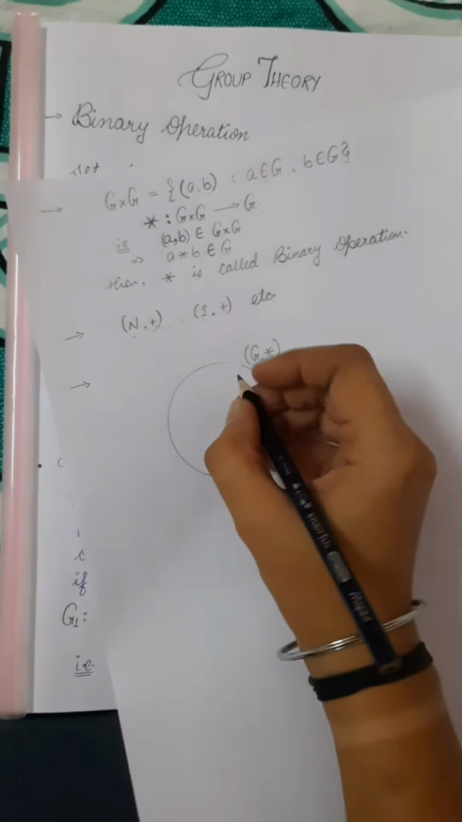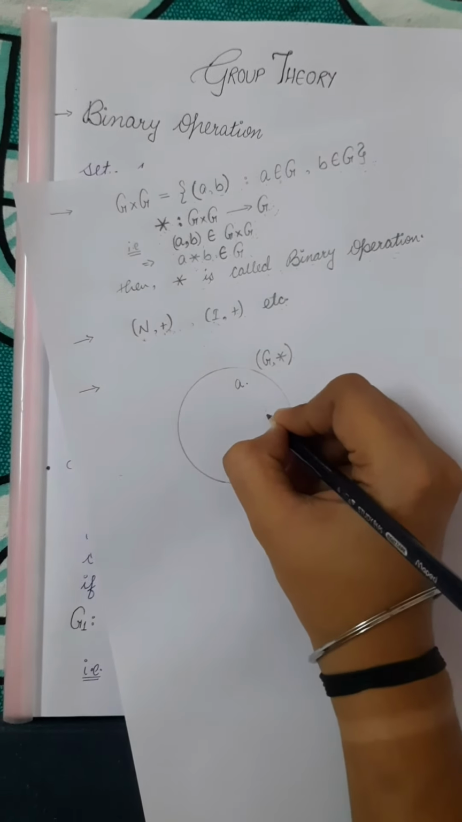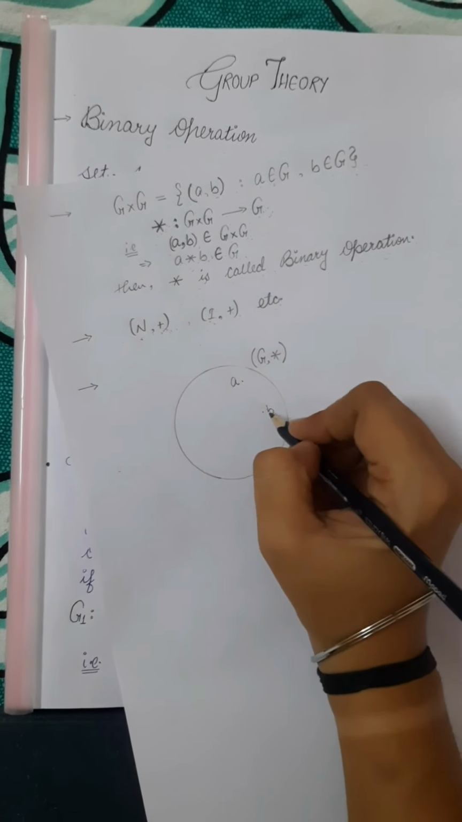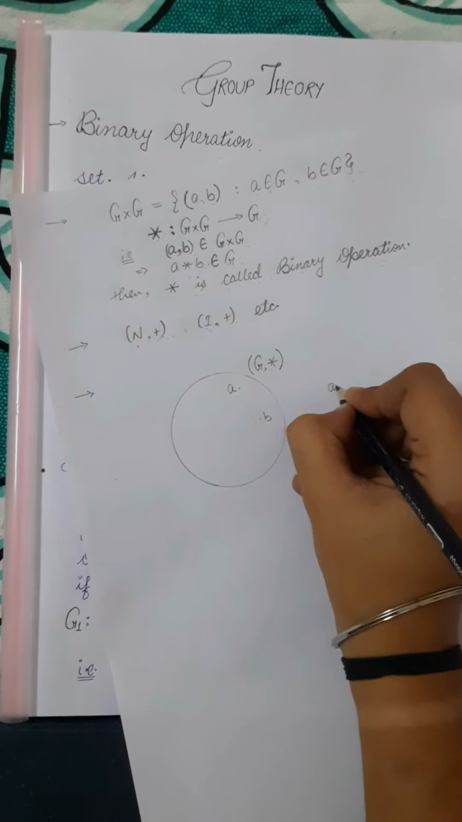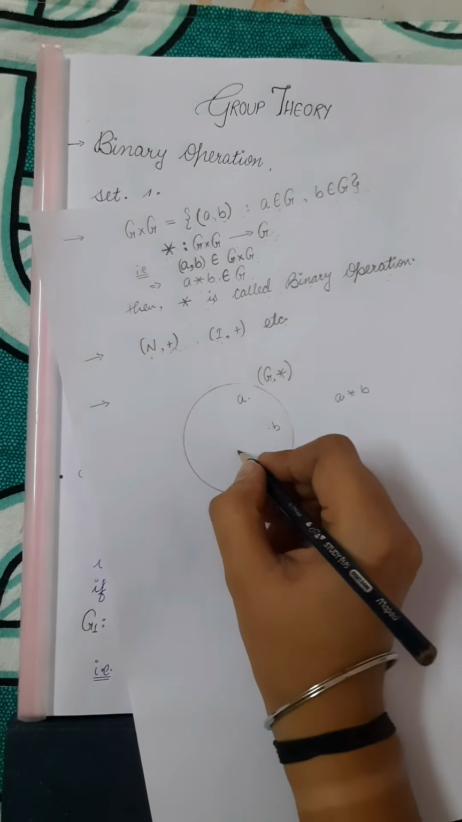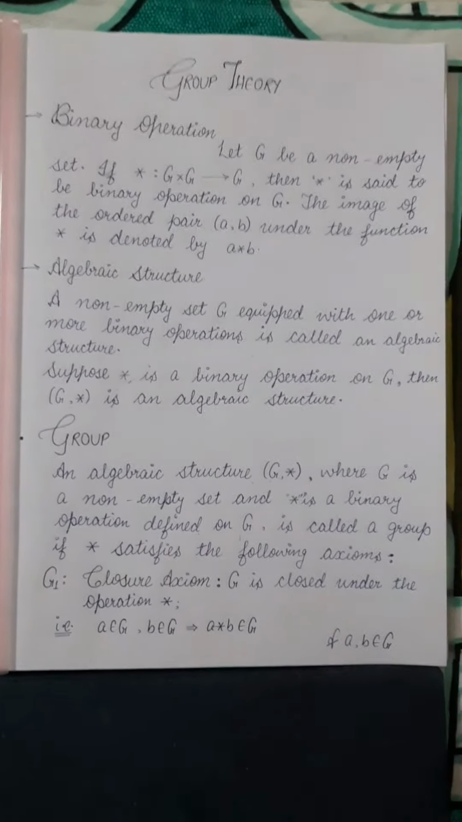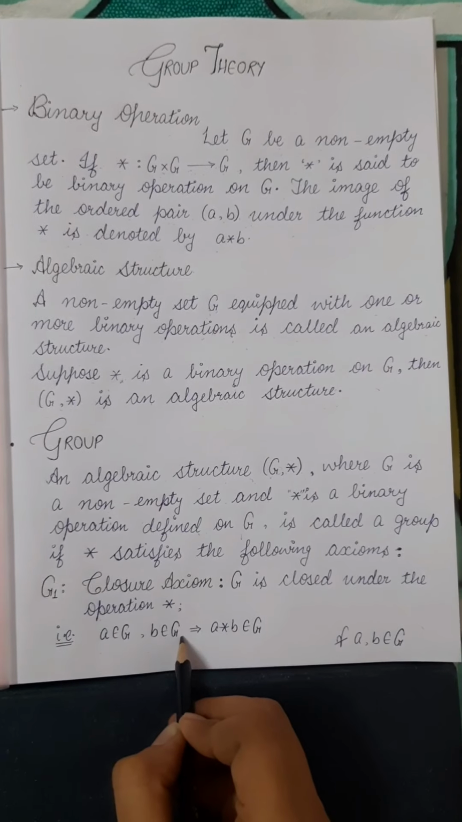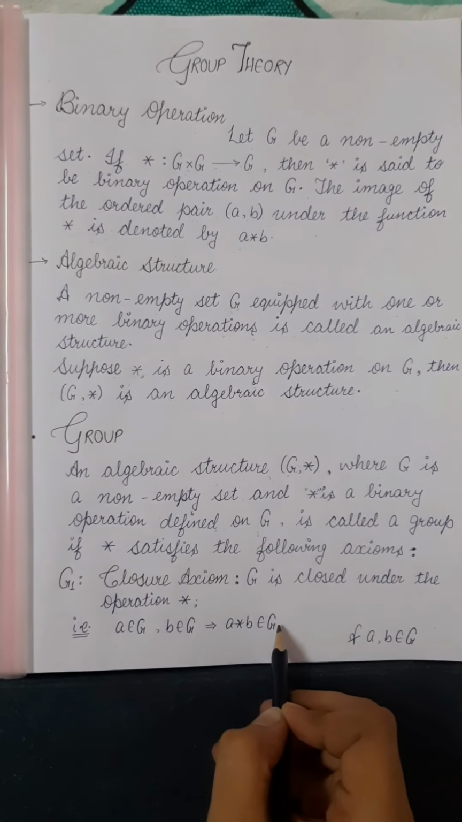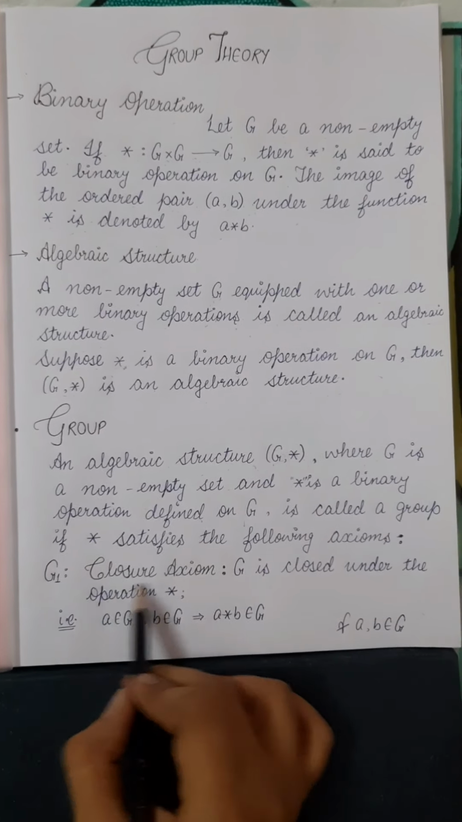The closure property says that if any two arbitrary elements a and b exist in G, then their resultant, that means a asterisk b, is also an element of G. That means a belongs to G, b belongs to G implies that a asterisk b belongs to G. We also say that the set is closed if the closure property is satisfied.